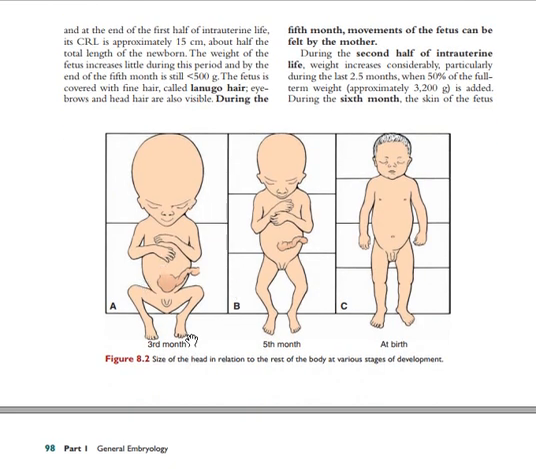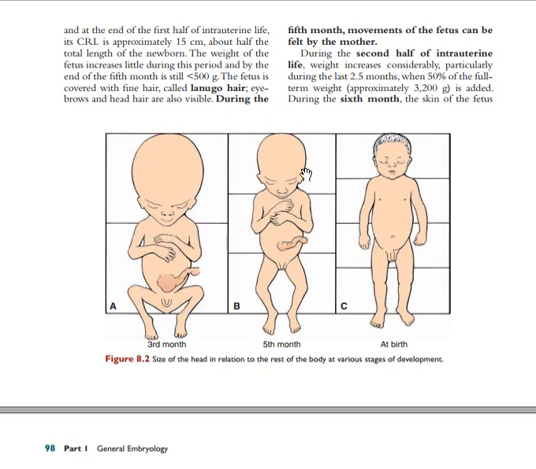Now this is the morphology of a child with respect to the different ages. At the third month, the child has a very large cephalic region. The head is very large compared to the rest of the body, and then you see how the child is just like a frog. So the position of the child is a frog position.